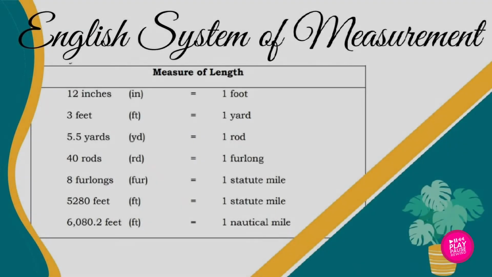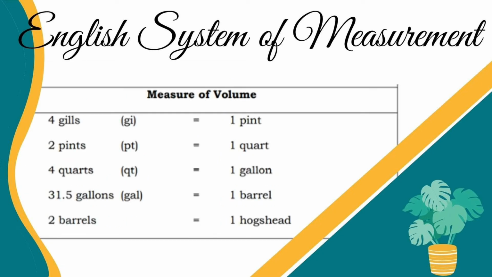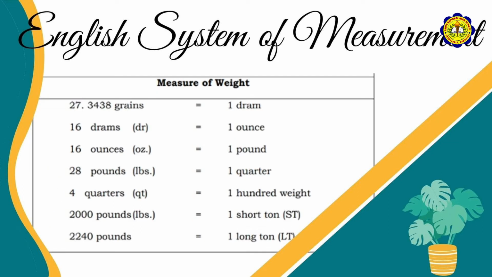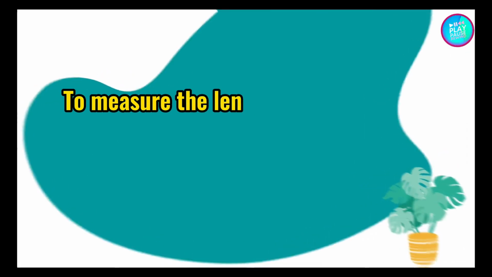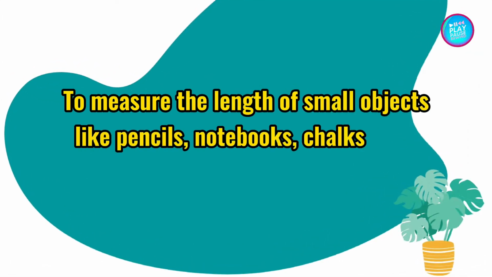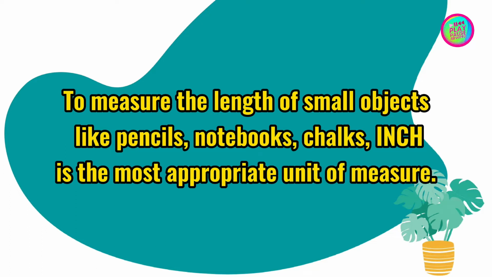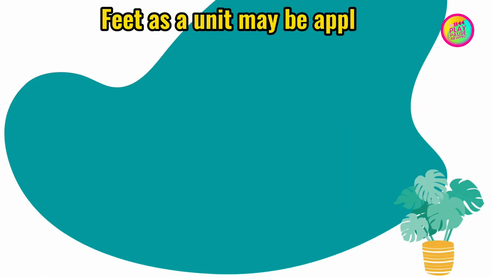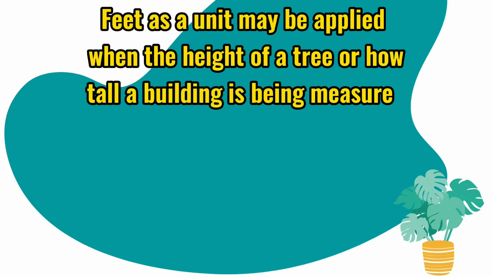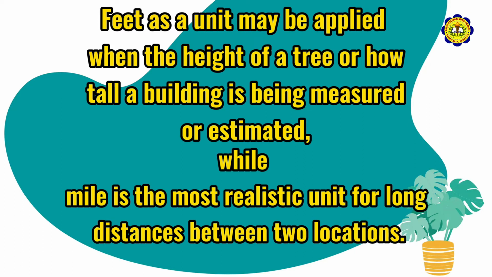Now, here is the English system of measurement. The table shows some of the units of measure used in this system. So this is the measure of length, measure of volume, and the measure of weight. To measure the length of small objects like pencils, notebooks, chalks, inch is the most appropriate unit of measure. Feet as a unit may be applied when the height of a tree or how tall a building is being measured or estimated, while mile is the most realistic unit for long distances between two locations.